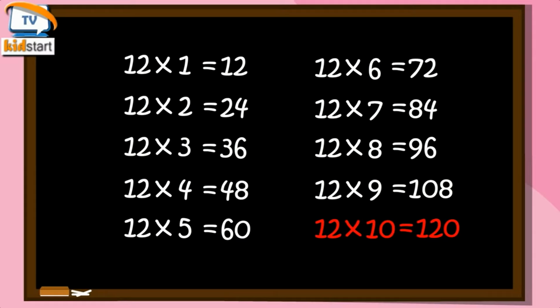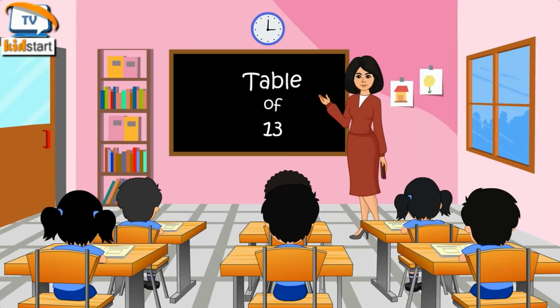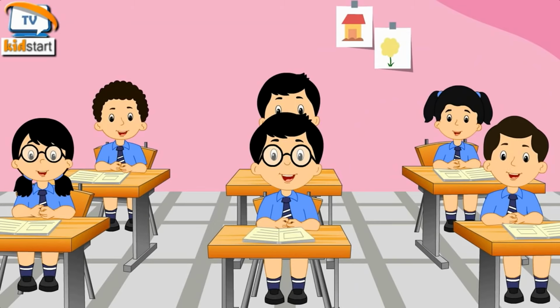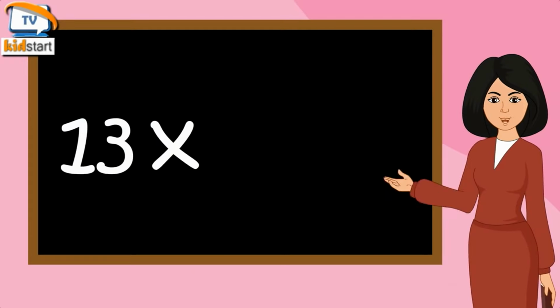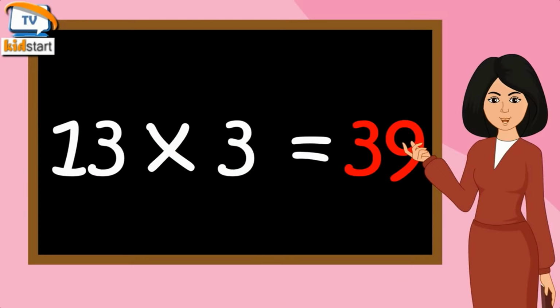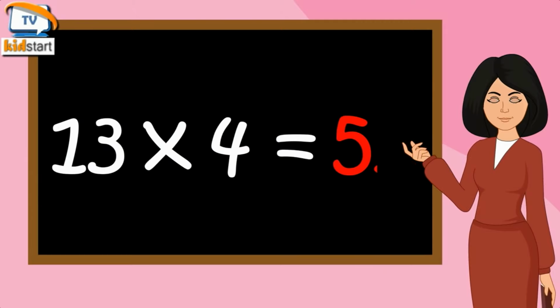12 tens are 120. Table of 13. 13 ones are 13. 13 twos are 26. 13 threes are 39. 13 fours are 52.